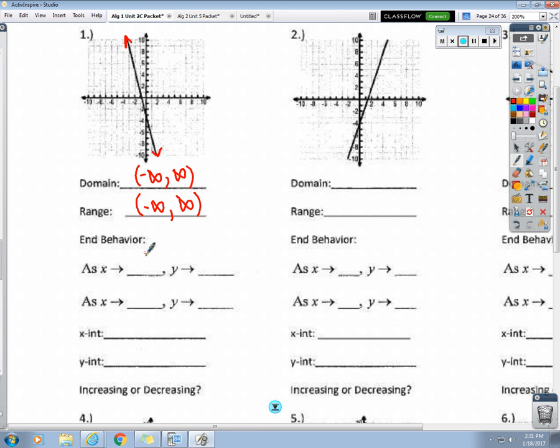Okay, now let's talk about end behavior, which is what we just learned. But we need to fill in these. So negative infinity, positive infinity. They were already filled in for you on the previous page. So, as x approaches negative infinity, means as we go to the left, you're going up, right? So positive infinity. X approaches positive infinity, which means as you go to the right side of this line, you go down. Okay, skip number 2, go to number 3.